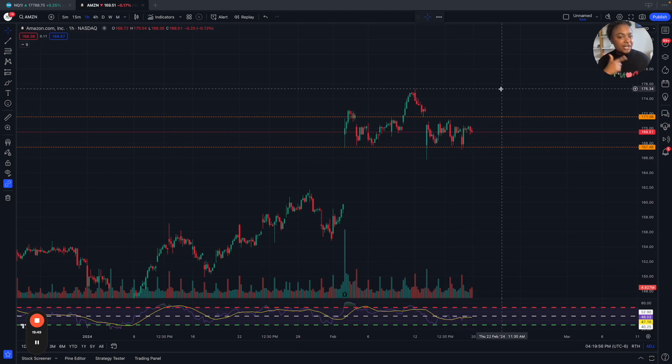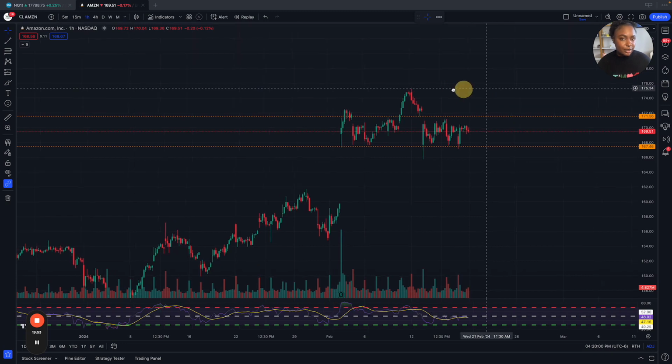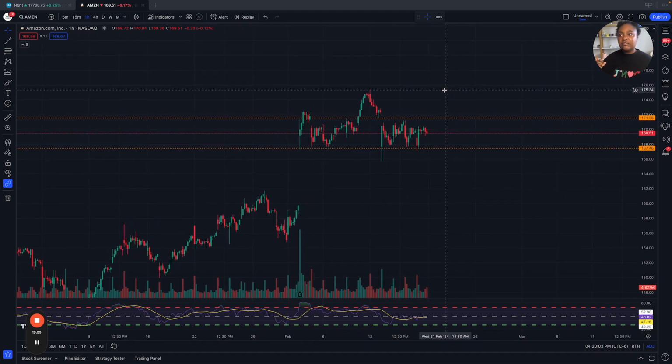But if we broke back above it, I would be interested in going ahead and entering into a swing to the upside, especially if the market was in confluence with that move, meaning that the market had done its pullback and was working its way back up as well.